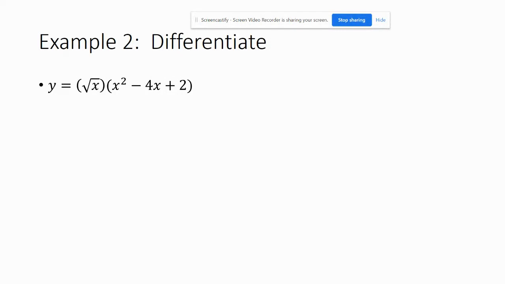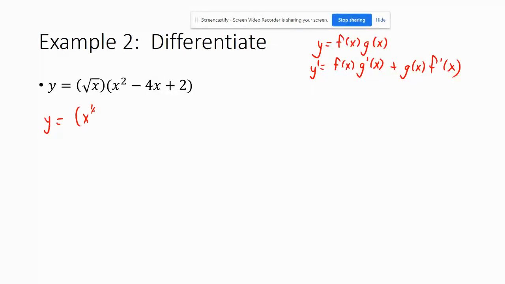All right, similar idea here. I'm just going to write out my product rule again. And guys, you do not need to do this every time, but: first second prime plus second first prime. Okay, now we have y equals x to the 1/2 times (x squared minus 4x plus 2). I'm just going to convert the square root like this.